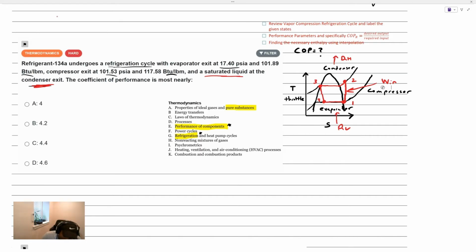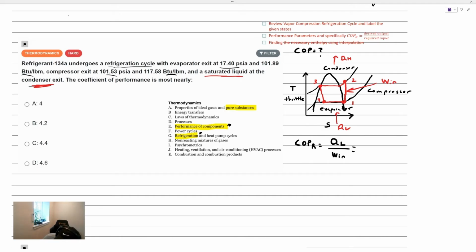Remember fundamentally that the coefficient of performance for a refrigerator is just the desired output over the required input. We want to take as much heat as we can out of the cold stuff. We want to keep the cold stuff cold. So we want to maximize that QL, and the required input is the work input to the compressor.